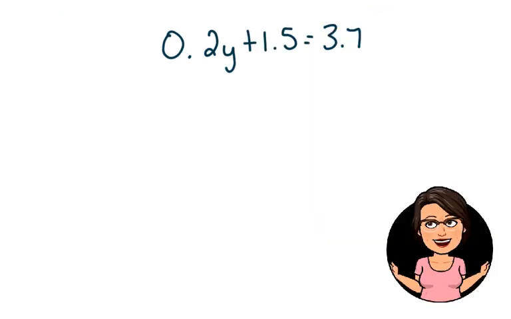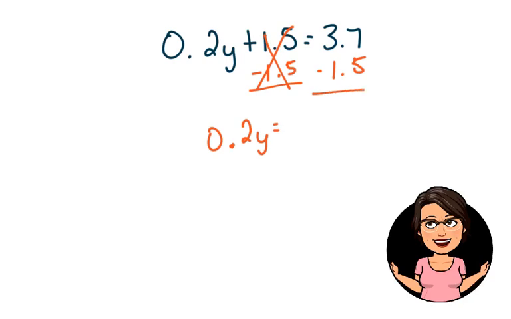All right, this one, go ahead and pause the video and give it a shot. All right, good. Did you subtract 1.5 first from both sides? So that cancels that out. So we end up with 2/10 y. And we do 7 minus 5 is 2, and 3 minus 1 is 2. Keep our decimal. Good. Then divide both sides by 2/10.